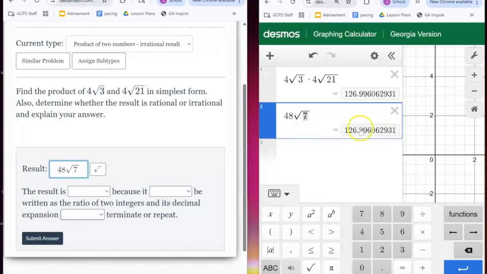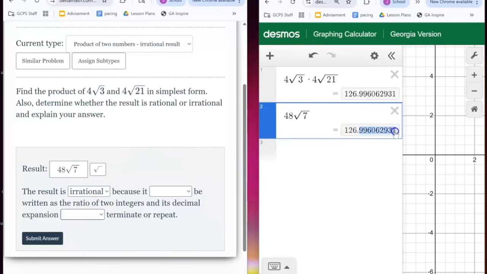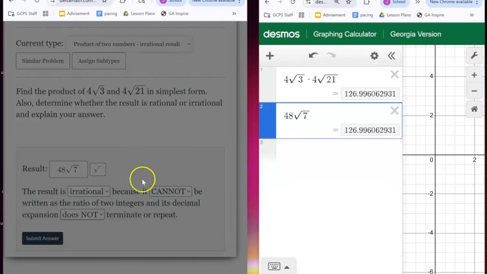And now we're going to look at it. Is this a fraction of integers? No. So this is going to be irrational if it doesn't terminate or repeat. Does it terminate or repeat? Nope. So this is irrational. So it only has to do one of the three things. Either it's a fraction of integers, it terminates, or it repeats. So this is irrational because it cannot be written as a ratio of two integers, and its decimal expansion does not terminate, nor does it repeat.